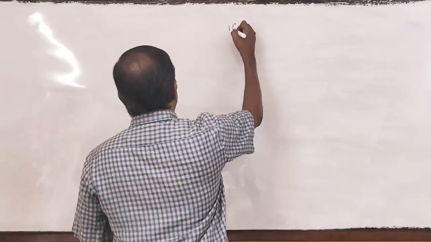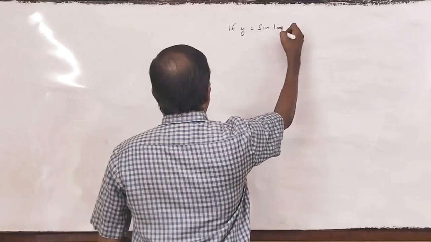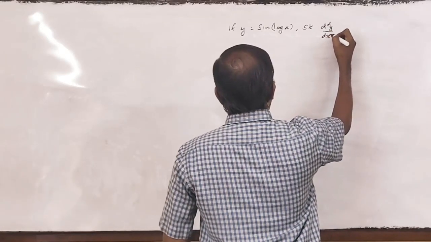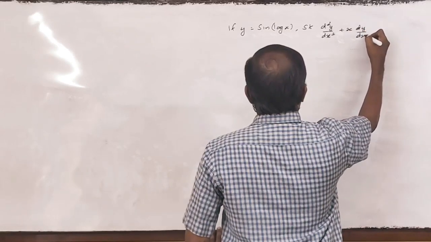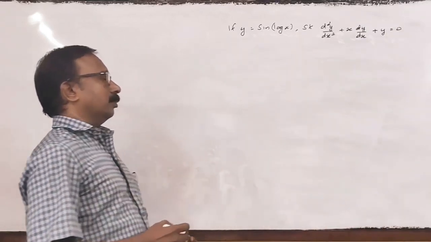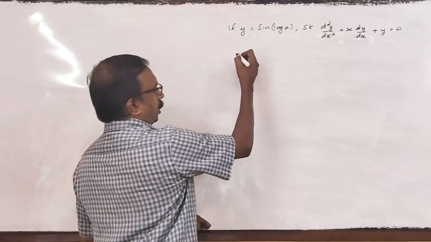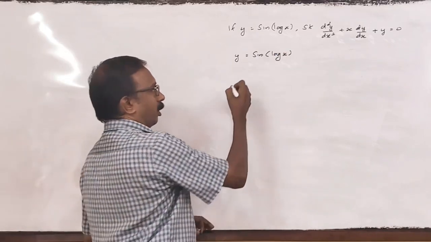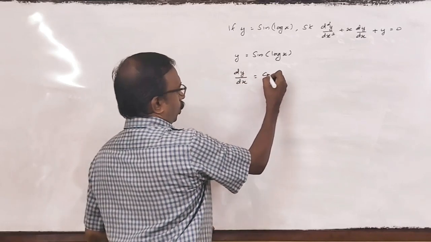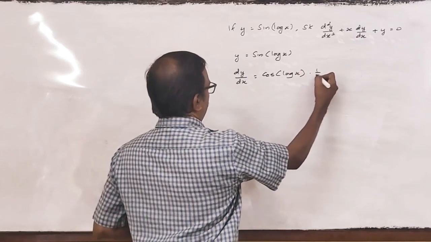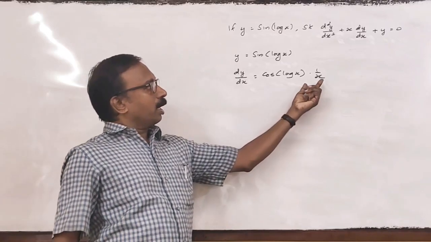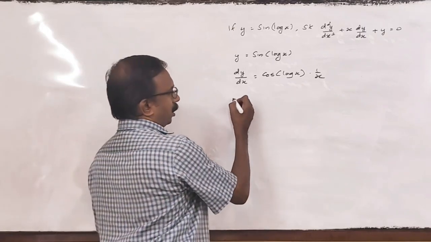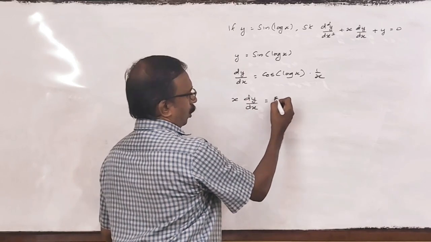Now, if y is equal to sin log x, show that x square d square y by dx square plus x into dy by dx plus y is equal to 0. Here, y is equal to sin log x. Now find the derivative: dy by dx is equal to cos log x into the derivative of log x, which is 1 by x. We get a denominator, so cross multiplying, we have x dy by dx is equal to cos log x.